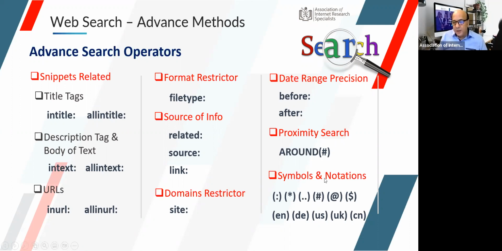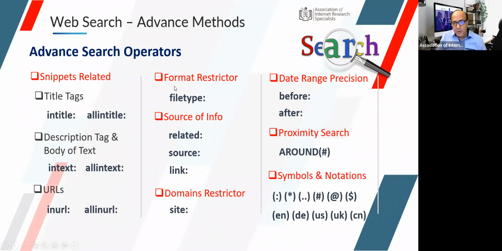Proximity we have done. Symbols and notations we'll do along the way as we look into complex search examples. So we are not particularly going to look into each one of them in depth because they are pretty much self-explanatory. As we start to use them in real searches, you would understand the utility and the flexibility as well as the effectiveness of using these notations and symbols.